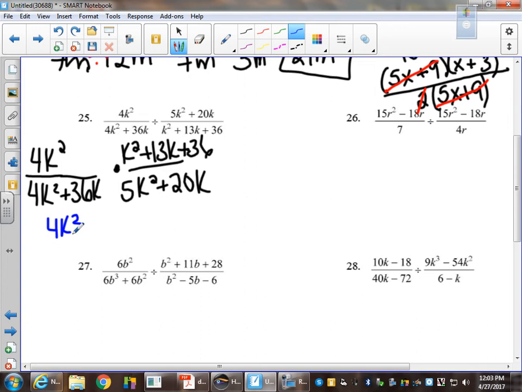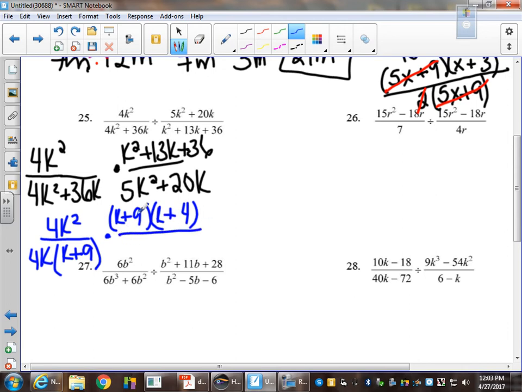4k squared cannot be factored. The denominator, though, you can pull out a 4k, and you're left with k plus 9. This also can be factored. k, k. 4 times 9 is 36. It also adds to 13. Down here, we can pull out a 5k, and we're left with k plus 4.